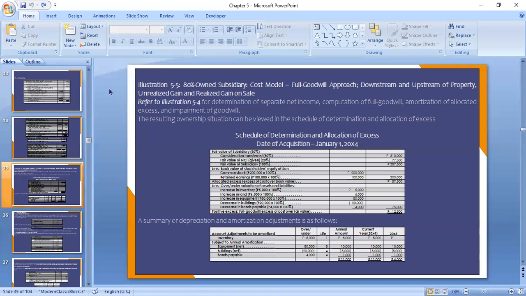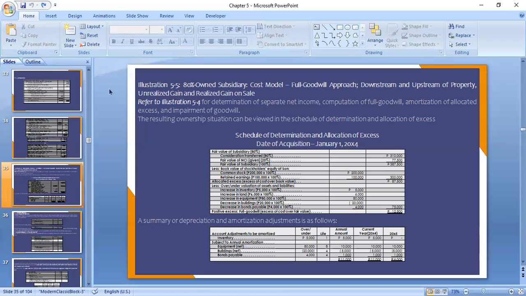So the total of 300,000. Other difference of 500, that's the allocated excess. Excess of cost over book value, and deduct the over or undervaluation of assets and liabilities. So we have now the increase in inventory, considering an undervaluation. So we multiply 5,000 times 100%.